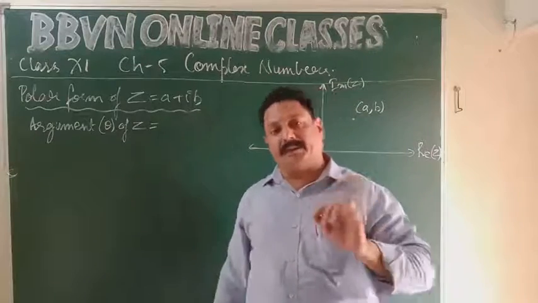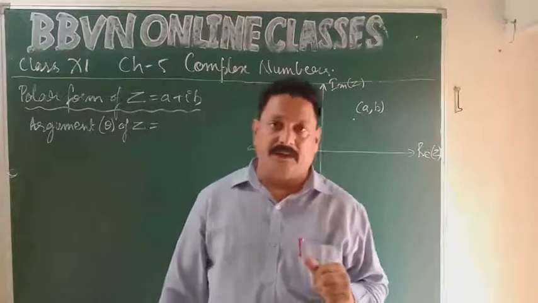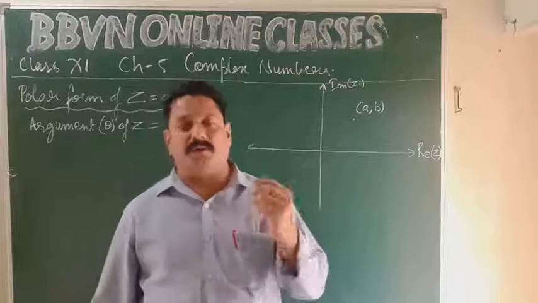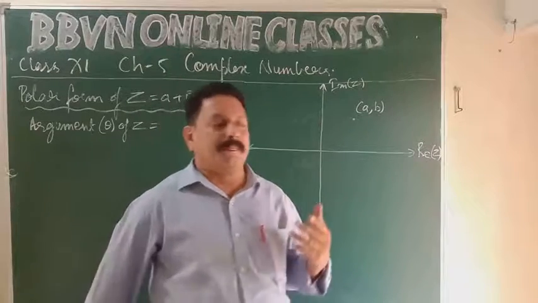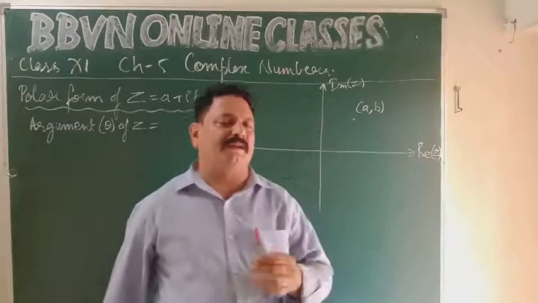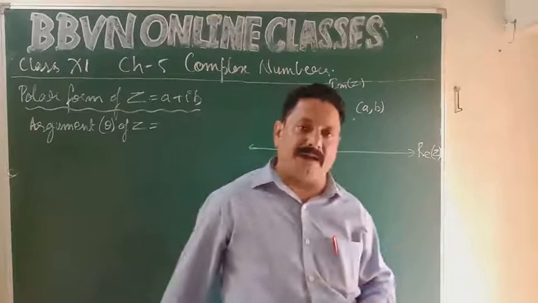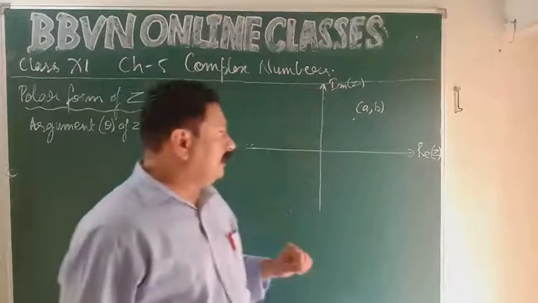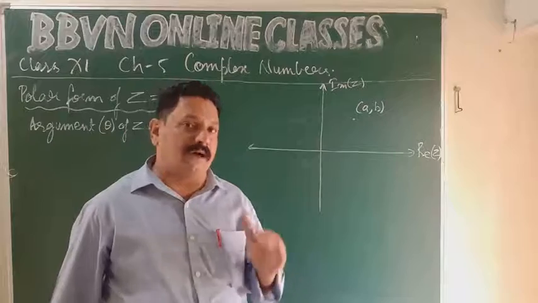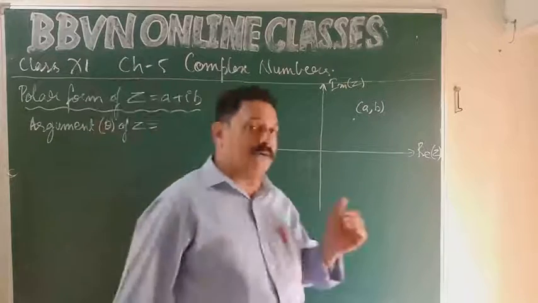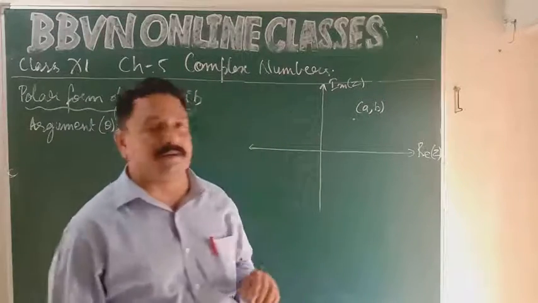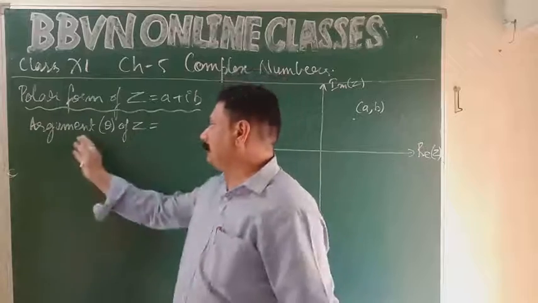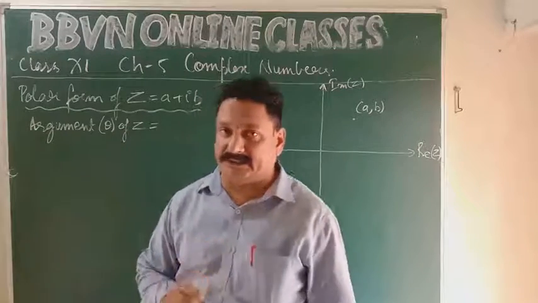So we were in chapter number 5, complex numbers, right? So we have discussed conjugate of a complex number, modulus of a complex number, certain properties, addition and subtraction of complex numbers. Today we will discuss the polar form of a complex number. Before we go to the polar form, we need to understand argument of z. Argument is represented by theta.